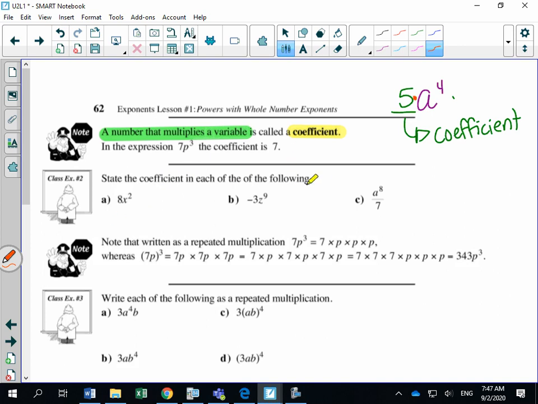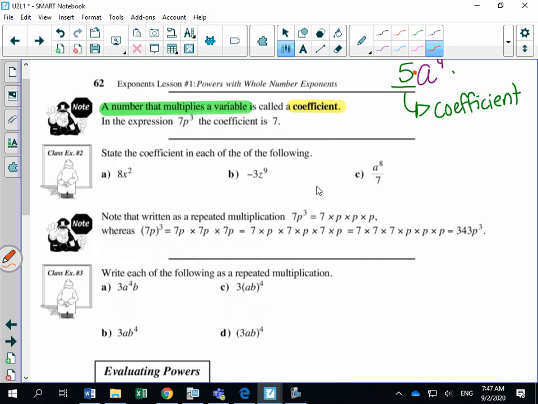State the coefficient in each of the following. So let's look for the number in front of the variable. So the coefficient is 8. This coefficient is -3. This one, C, let's star C.